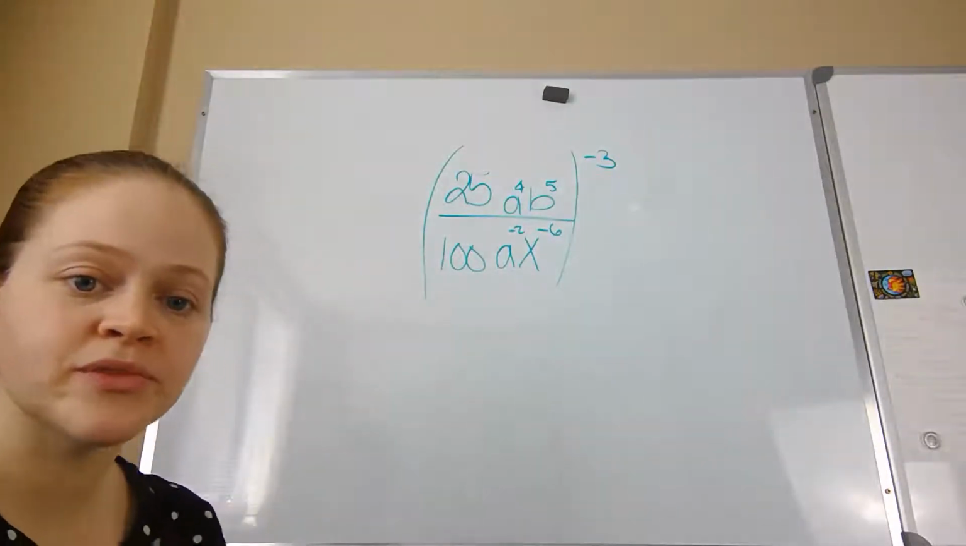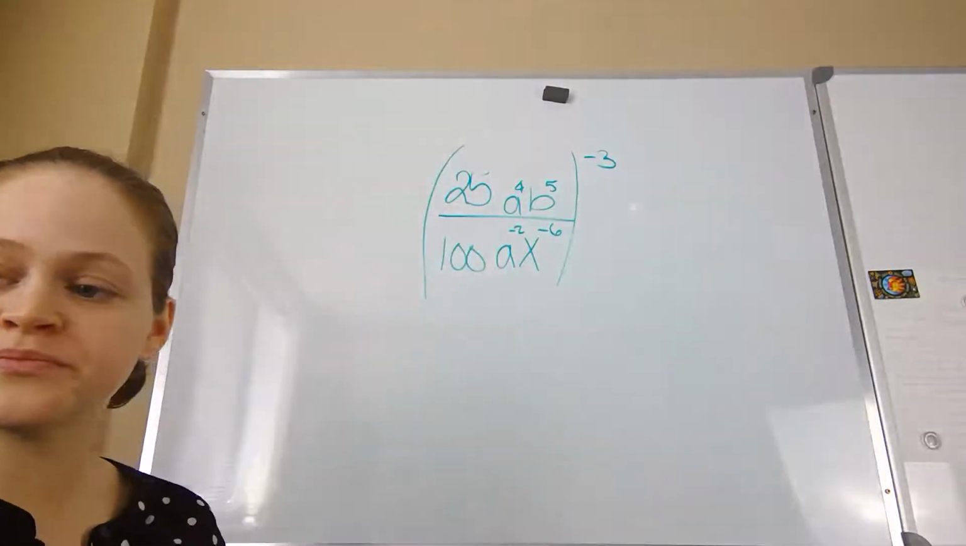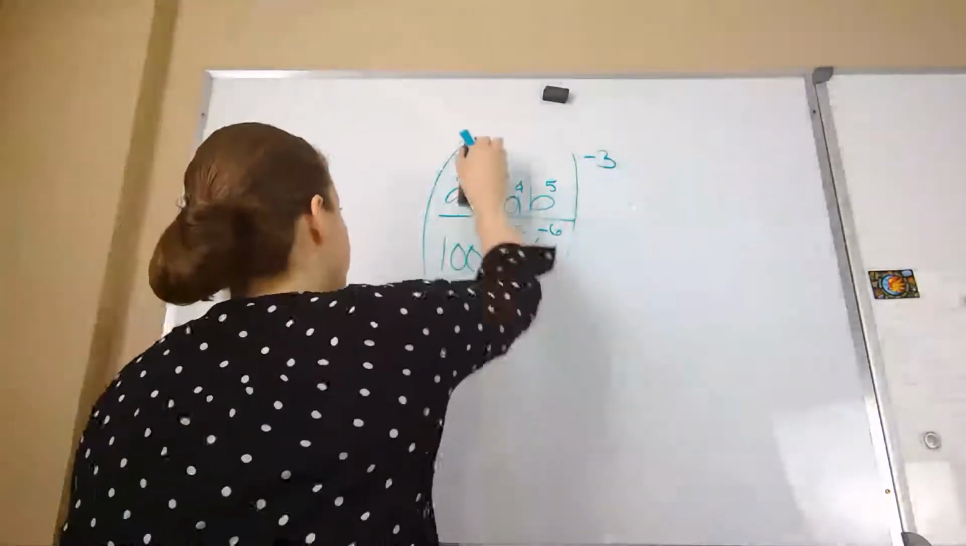25 on the top, yeah. So 25 over 100. I'll write that a bit clearer.